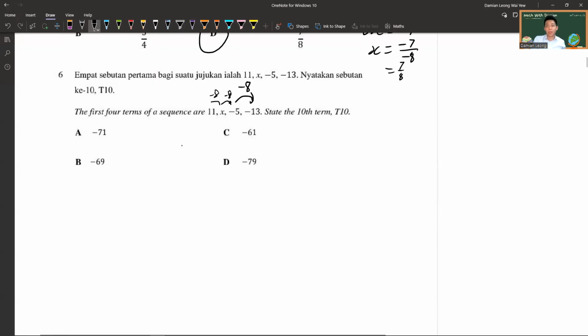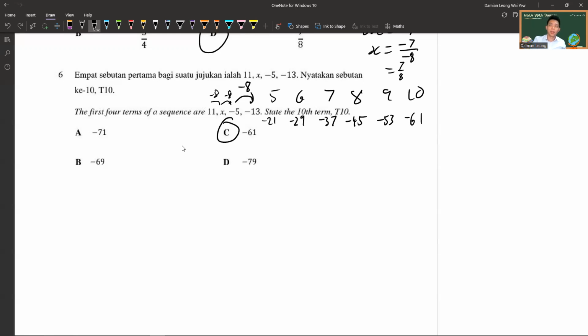So to find term number 10, you can use the nth term or you can just go until the 10th term. It's up to you. Doesn't matter. Let's say this is 1, first, second, third, fourth, fifth, sixth, 7, 8, 9, 10. So let's say I just find one term by one term. Minus 8, negative 21, negative 29, negative 37, negative 45, negative 53, negative 61. So answer would be C, just like that.